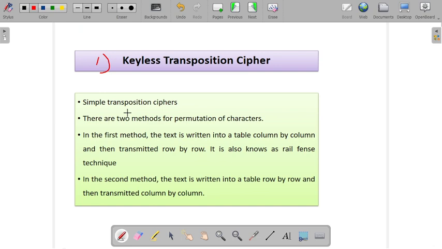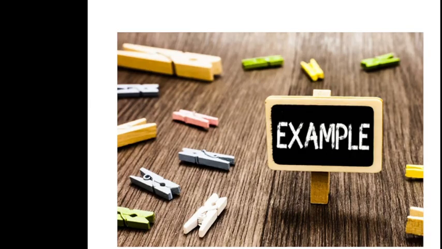In keyless transposition cipher, there are two methods for permutation of our characters. The first method is to write the characters column by column and read them row by row. That is called the rail fence technique. In the second method, it is vice versa: we write the characters in the table row by row and read them column by column. So these are the two techniques in the keyless transposition cipher. Now let's begin with the examples.